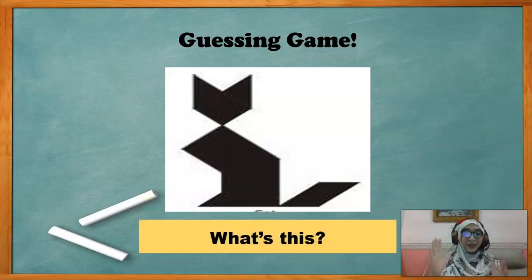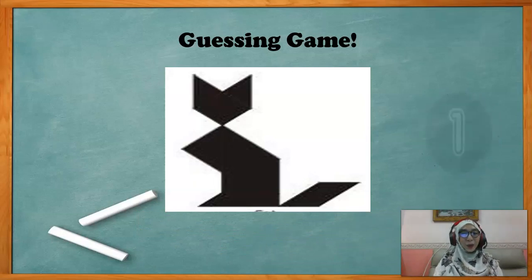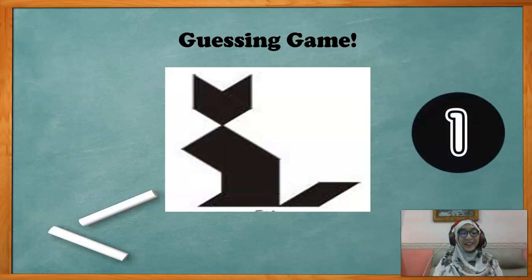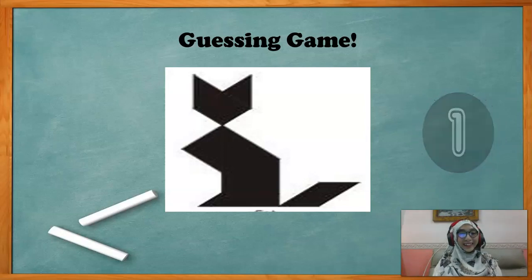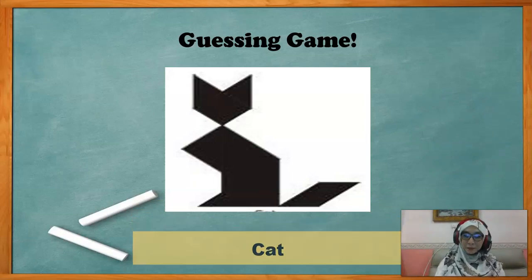Alright, so what's this? Okay, ready? 5 seconds. 5, 4, 3, 2, 1. Did you get the answer? It's a cat. Did you get it right? Alright, so let's look at the second picture.